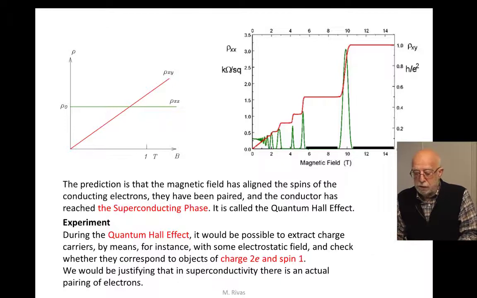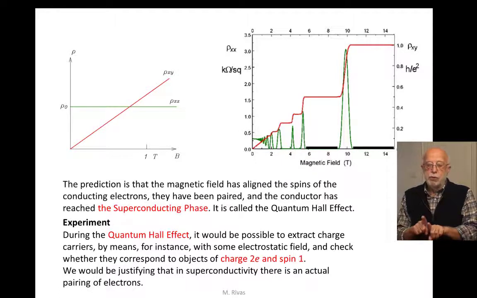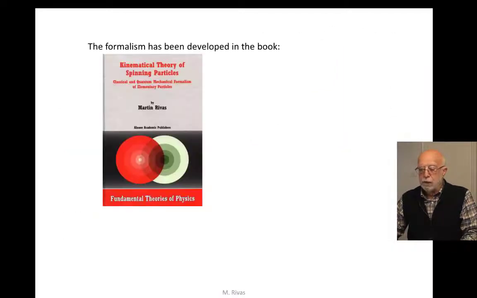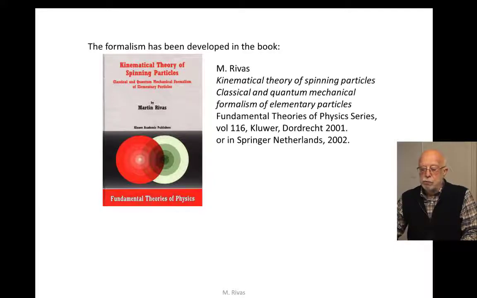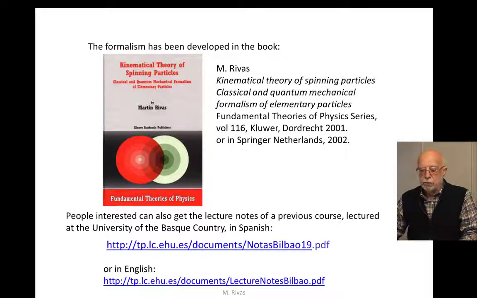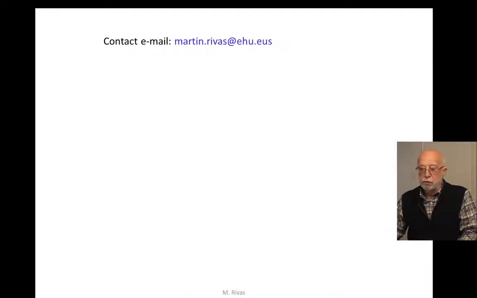So this classical model of a spinning electron will be justifying that superconductivity is in fact a conduction of bosons created from two spin 1/2 particles. Two fermions can form a boson, justifying the superconductivity phase of normal conductors. The model has been developed in this book, or you can alternatively download these two documents of a previous lecture course I lectured at the University of the West of England, or you can contact me.